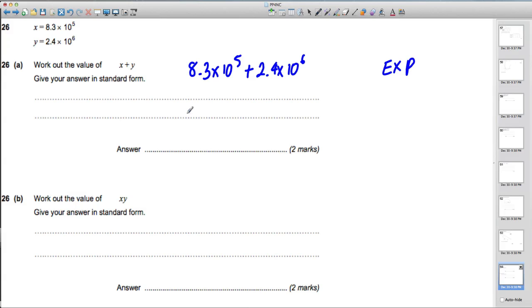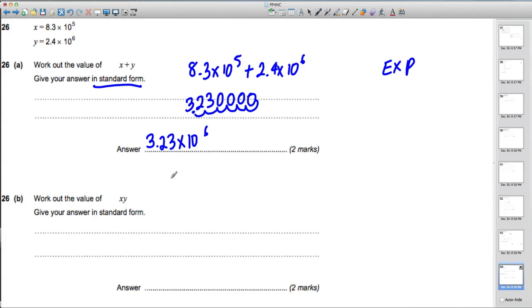On my calculator, it gives you the answer 3230000, which you have to give your answer in standard form. So you write 3.23 times 10. So imagine the decimal point was there, times 1, 2, 3, 4, 5, 6, times 10 to the 6.